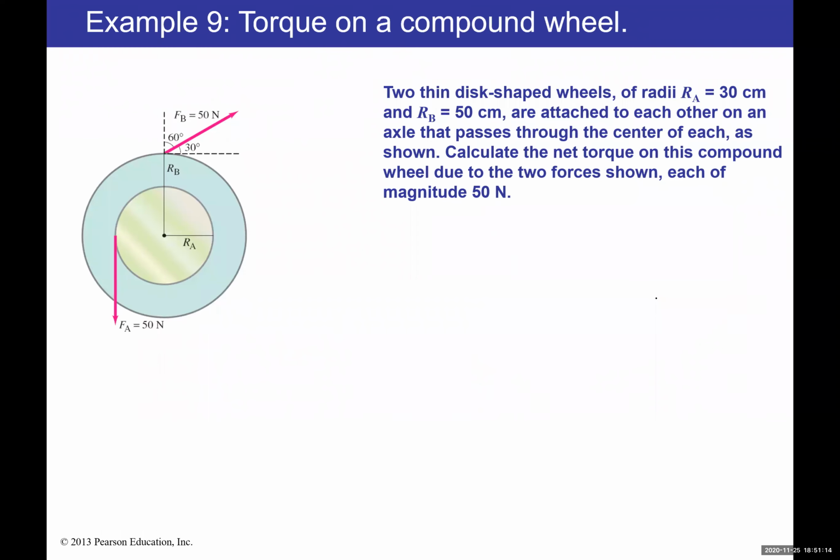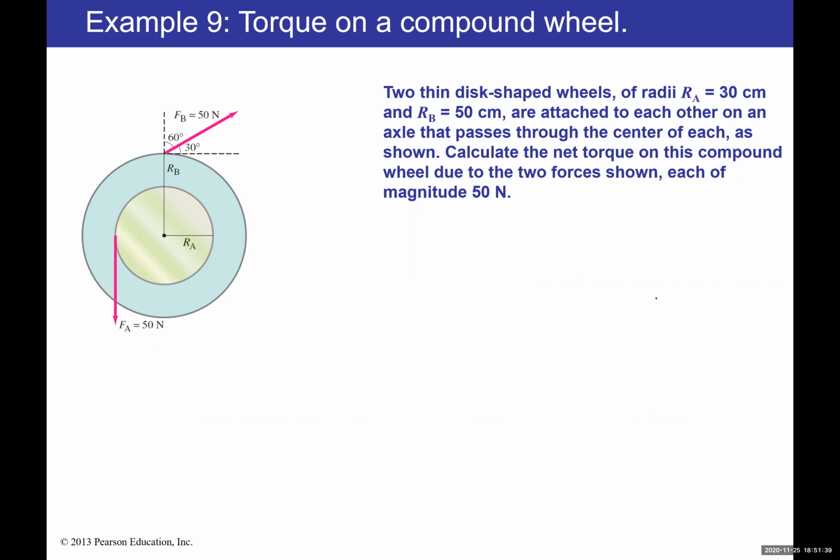Right, so I have a simple example where we can see that. You have two thin disc-shaped wheels of radius RA equals 30 centimeters and RB equals 50 centimeters attached to each other on an axle that passes through the center of each, as shown. Calculate the net torque on this compound wheel due to the two forces shown, each of magnitude 50 newtons.